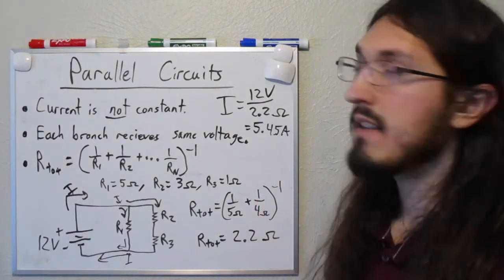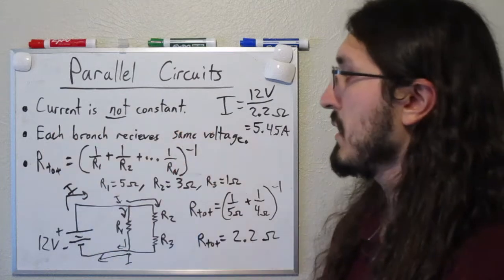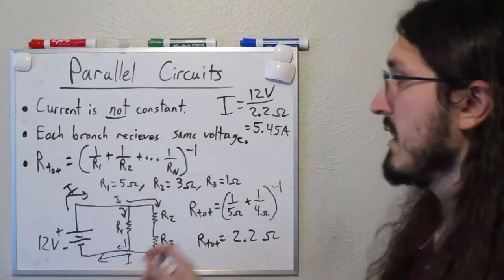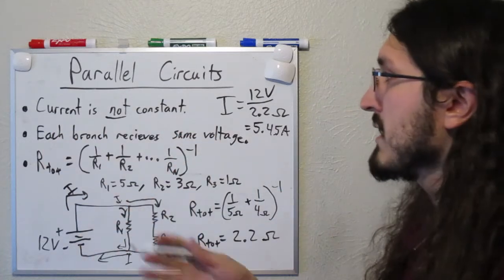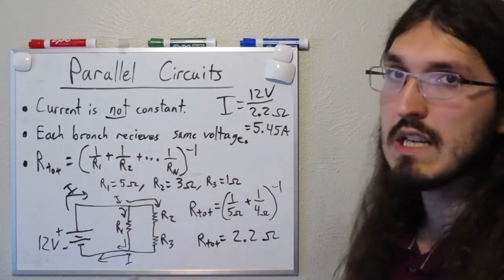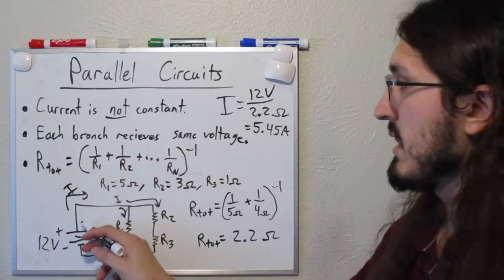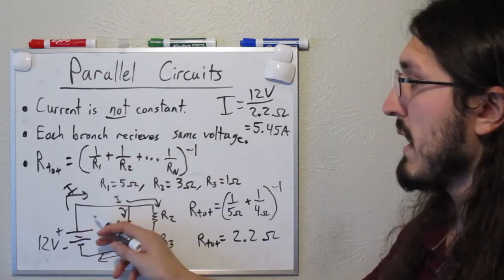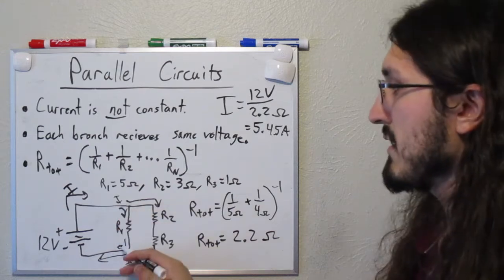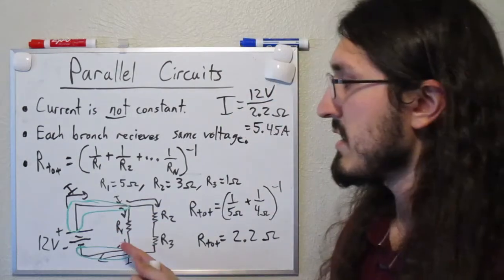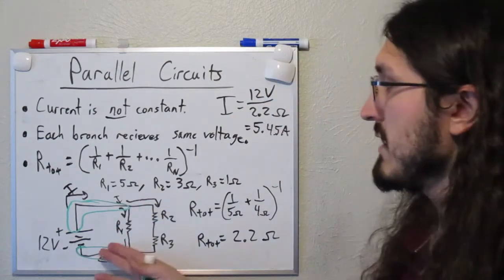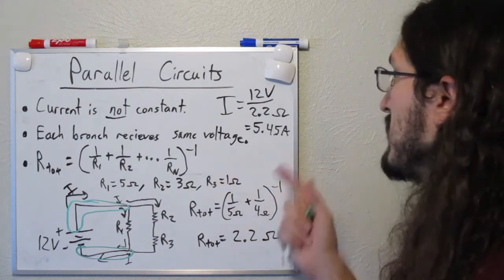And remember I was saying that current is not constant for a parallel circuit. Where is this current on this circuit? Well, because I used the total resistance value, this is going to be the combined current, which is in this area, right as it comes out of the battery and before it splits, and then also whenever it returns. Okay, so in these regions that I've circled in green, these regions are where the current will be 5.45 amps.